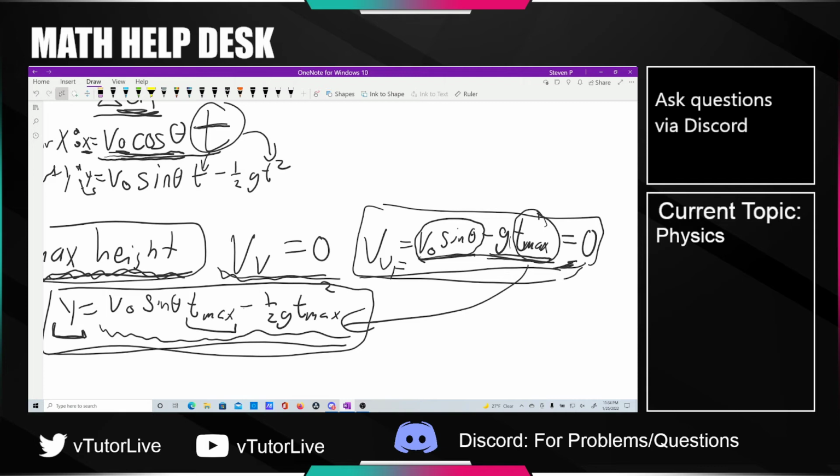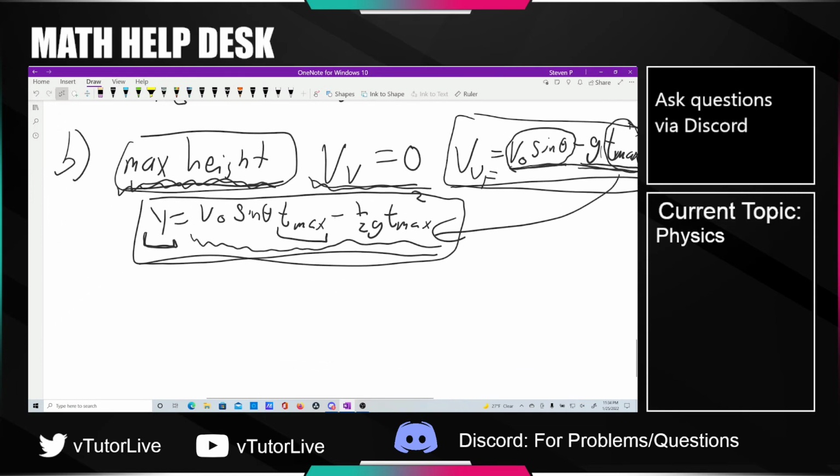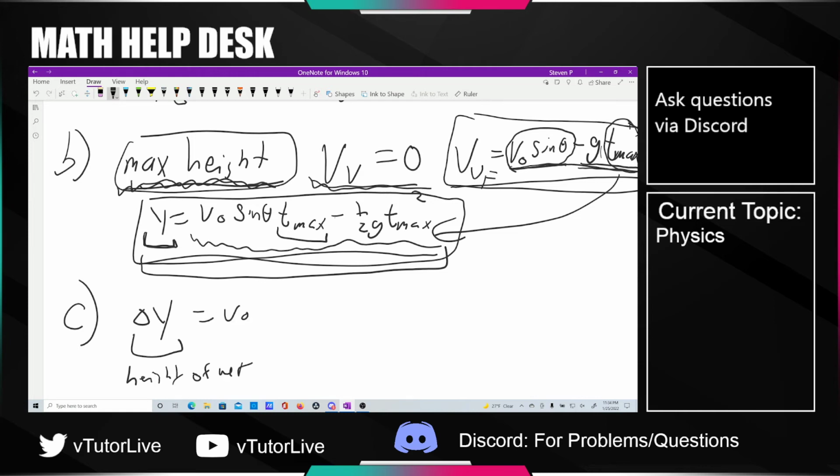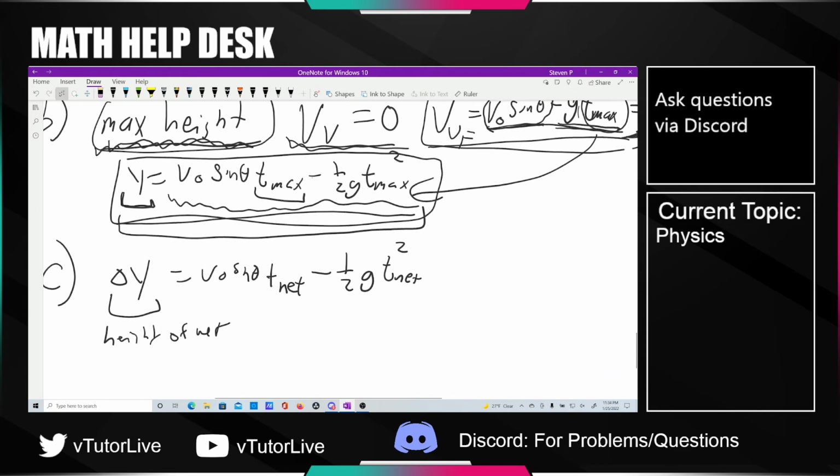4.5. That's right. So what that 4.5 is screaming is basically you to use this equation again and just let the change in y be equal to 4.5 or whatever the height of the net is. So let this be height of net. And that's equal to v naught sine theta t, I guess I'll call it t net to reach the net, minus 1/2 g t net squared.